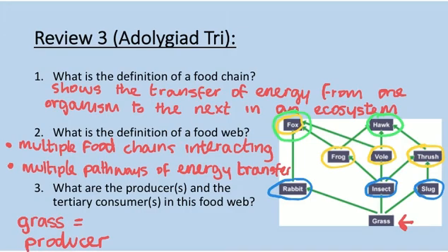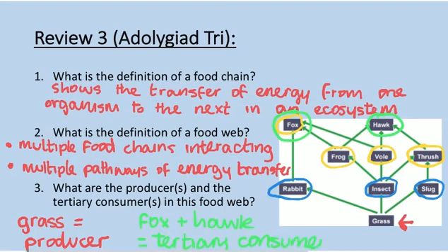So I'll write this at the bottom, that a fox and a hawk are the tertiary consumers. So hopefully you got that one right. I know the fox was quite confusing because it was a secondary consumer in one of our chains, but it was a tertiary consumer in another one.